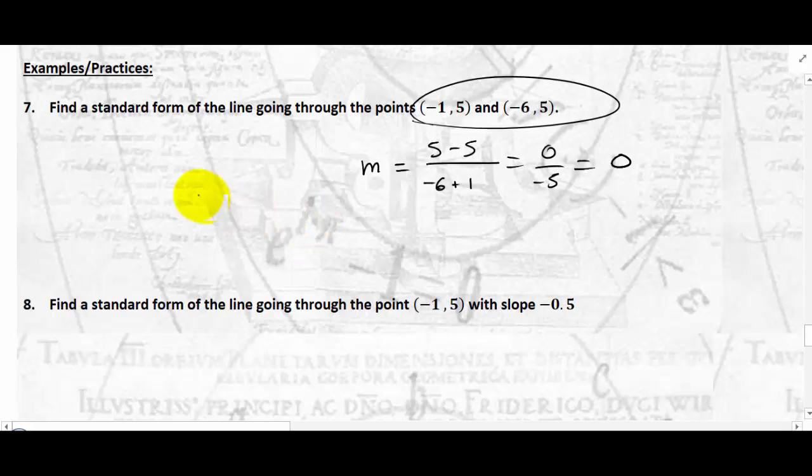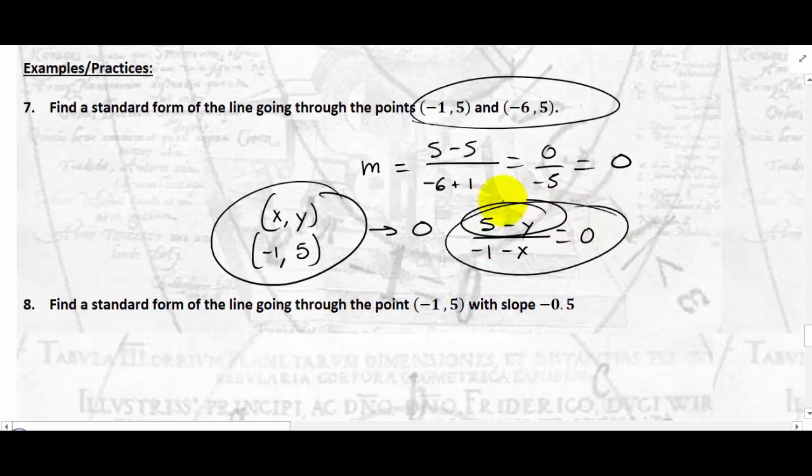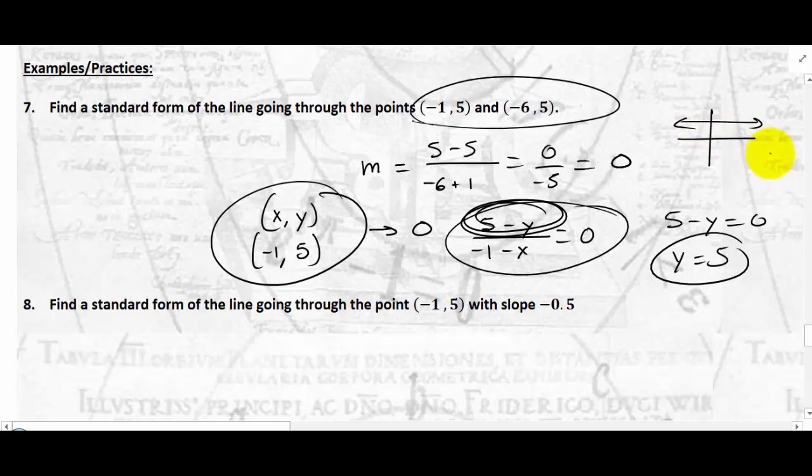Let's take a point on the line. So I'll take a point (x, y) right here, and I will take the point (-1, 5). And I'm going to say that the slope between these 2 points must be 0. How do you express that? (5 minus y) over (-1 minus x) has to be equal to 0. When is a fraction equal to 0? When the numerator is 0. 5 minus y must be 0. y equals 5. Okay? Now, of course, we're going to see later that we could have gotten this directly. The equation of a line with slope 0 is always of this form, and the graph is just a horizontal line right here. Okay? y equals 5.